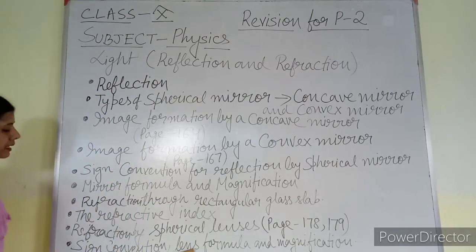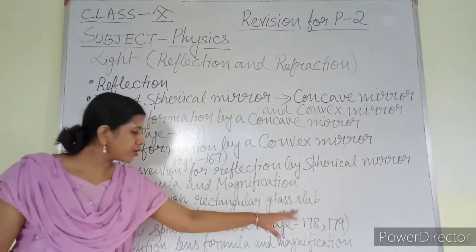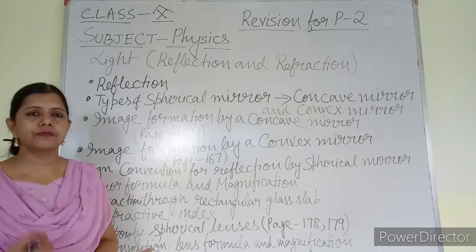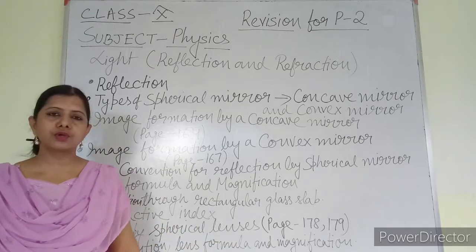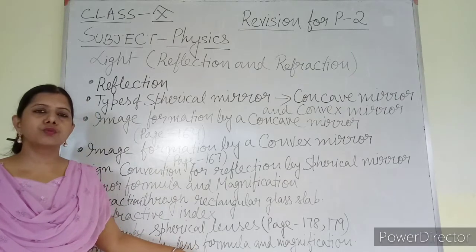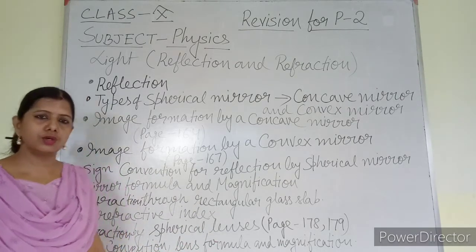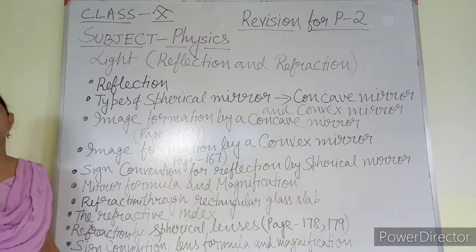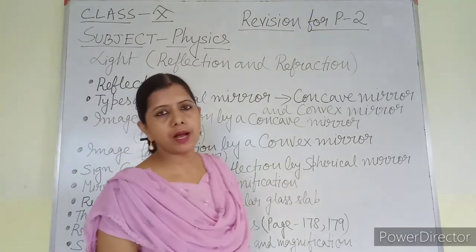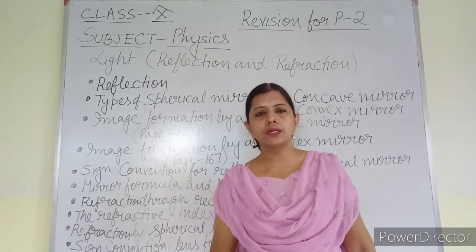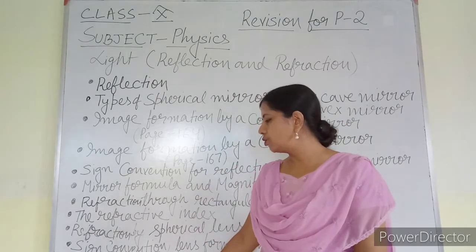And then the sign convention in case of lens, this is also very important. Lens formula and magnification, because the lens formula and magnification are a little bit different from the mirror formula, so this you have to remember. Based on the mirror formula and lens formula, you have to practice numericals also. And last but not the least, power of the lens. Very important topic. What do you mean by power of the lens? How to calculate the power of the lens? What is the SI unit of power of the lens? All these things you have to learn.